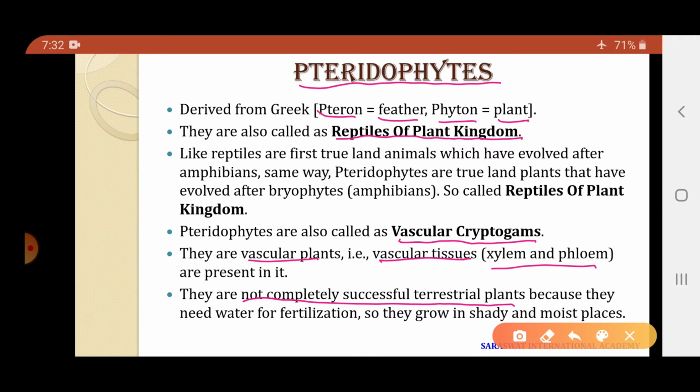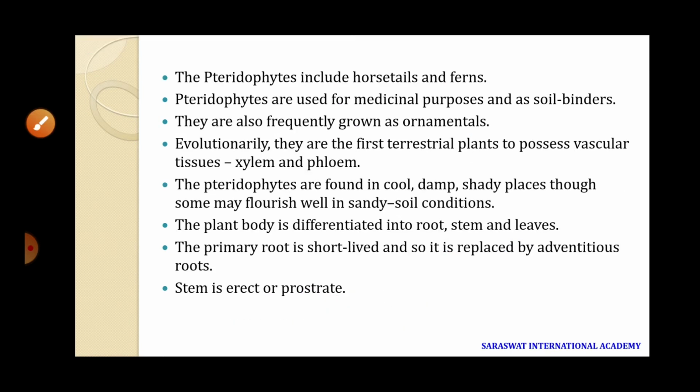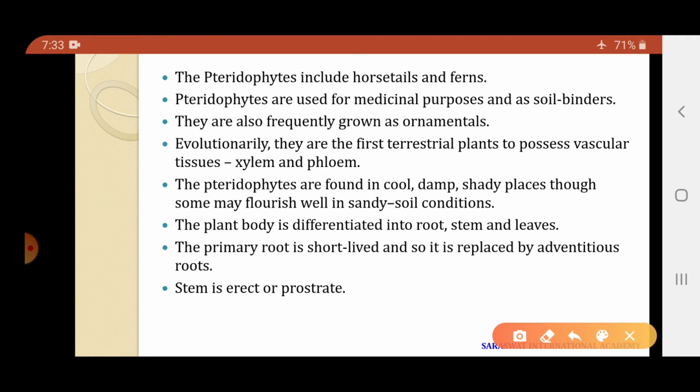They are not completely successful terrestrial plants because they need water for fertilization, and as they need water for fertilization, they grow in shady and moist places. Which plants are included in pteridophytes? They include horsetails and ferns. Normally they are used for medicinal purposes as well as soil binders. They are frequently grown as ornamentals, basically for ornamental purposes.